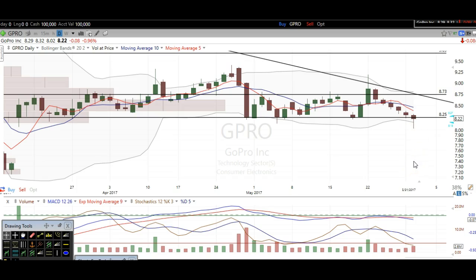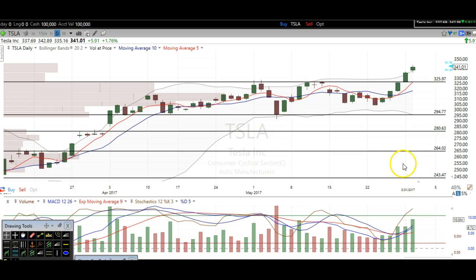The next one we're going to take a look at is Tsla. And Tsla, really nice breakout of this box. You can see clearly we had resistance here. We broke over it right on this day. You can see the volume coming into Tsla right here is just beautiful.